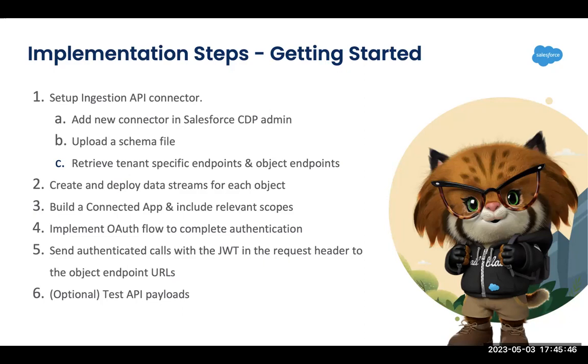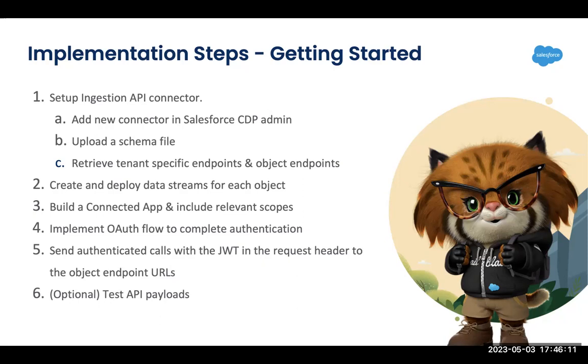When you're trying to set up the Ingestion API connector, you have an option in the Salesforce Data Cloud admin, which is CDP admin. You can add a new connector, and then upload a schema file in JSON format. And then you can retrieve tenant-specific endpoints and object endpoints. You can find specific endpoints at CDP home. When you click on setup CDP home, you can see the specific tenant endpoint where you can grab those endpoints.